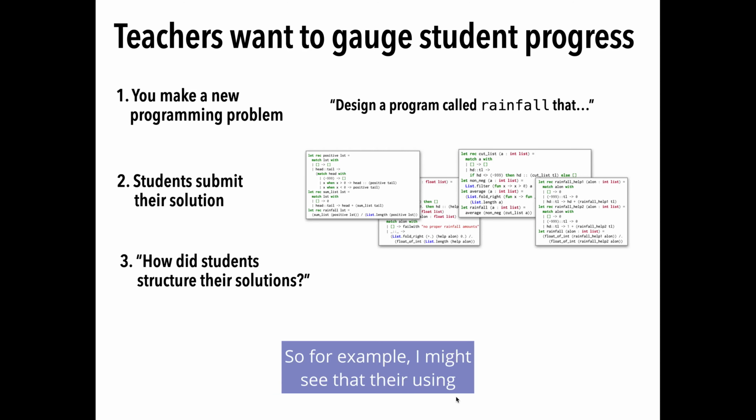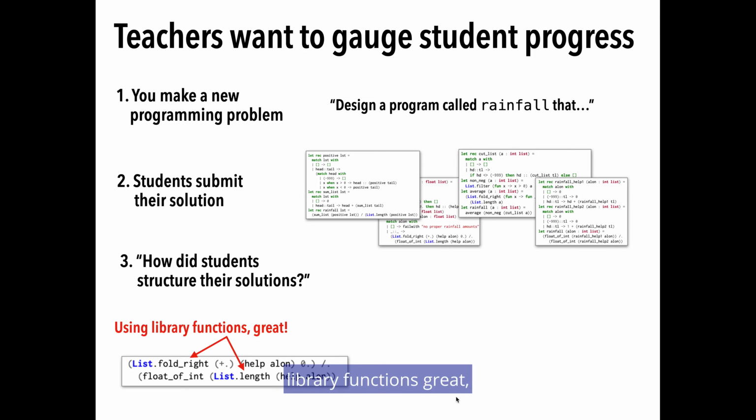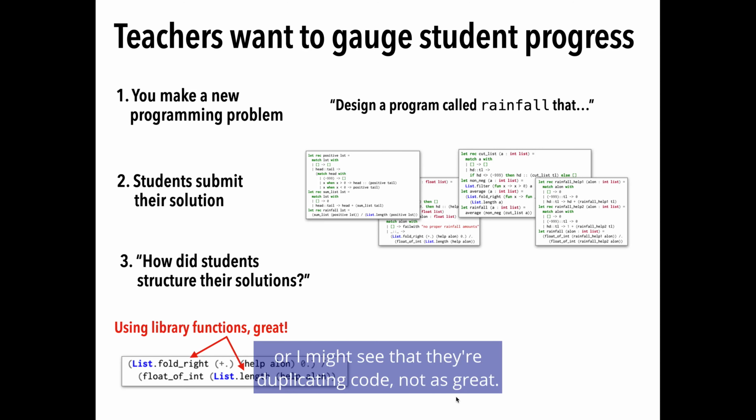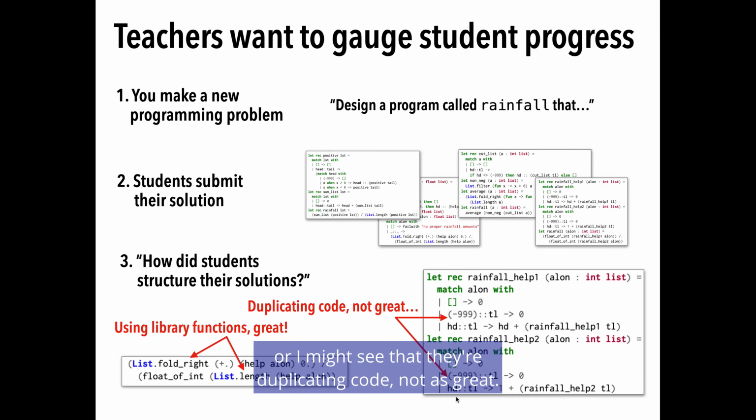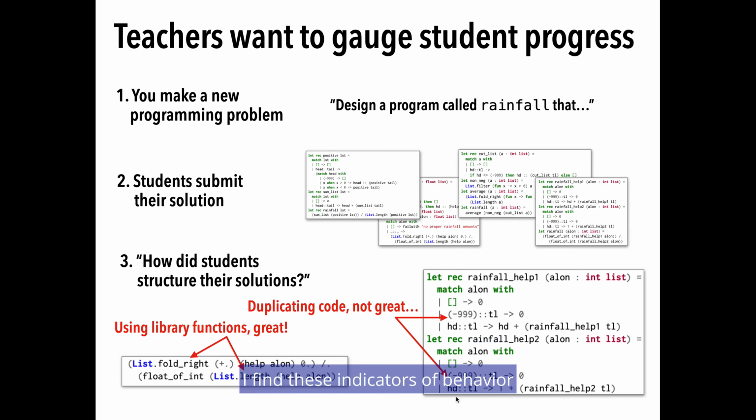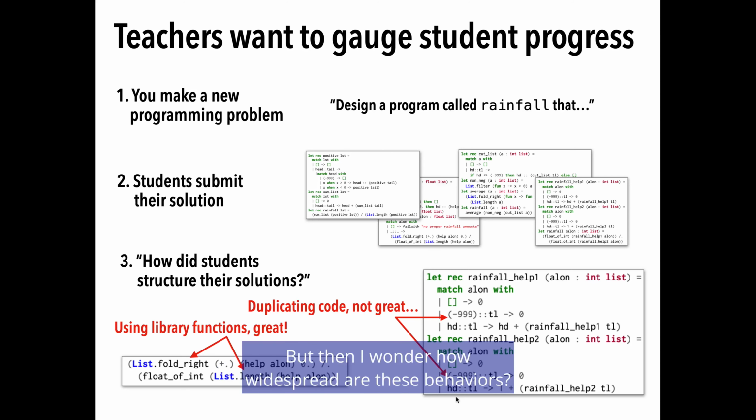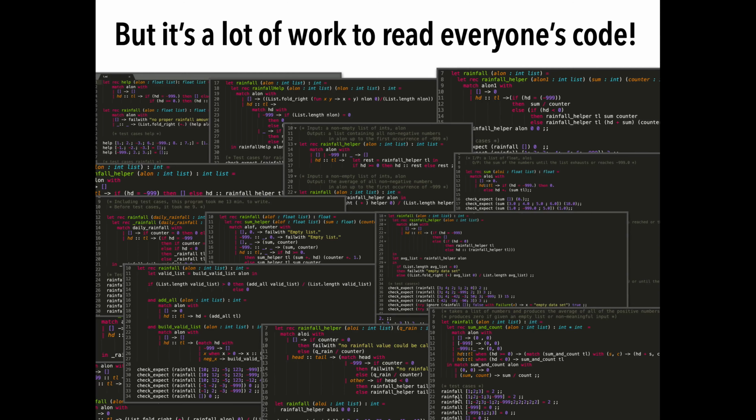So for example, I might see that they're using library functions. Great. Or I might see that they're duplicating code. Not as great. I find these indicators of behavior that I want to encourage or discourage. But then I wonder, how widespread are these behaviors? Who else is structuring their code this way? And wow, it's a lot of work to sort through dozens or hundreds of solutions, especially for long programming assignments.